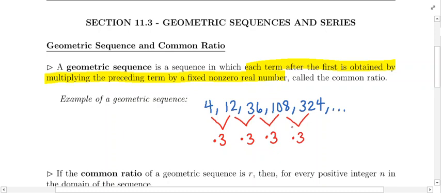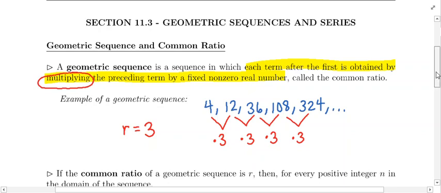So to go from one term to the next, you're always multiplying by the same number. That is called the common ratio. We denote it with an R. So the common ratio in this situation is 3. It is the number you have to multiply by, not divide by. It's the number you multiply by to go from one term to the next.